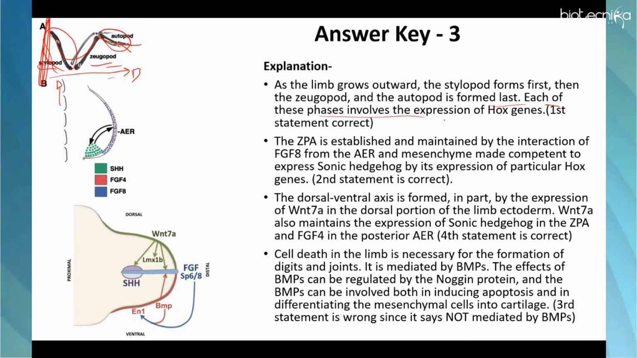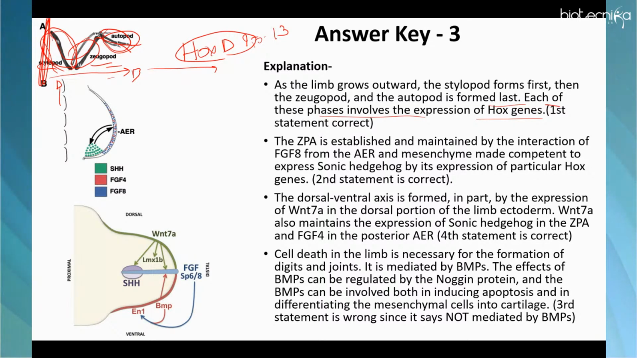Each of these three phases involves the expression of Hox genes. So the first statement is correct. So what are Hox genes? Here you can see this is the proximal to distal. You have different Hox D sequence starting from 9 to 13. So Hox D9 will be expressed in the stylopod area. Then 10 and 11 will be in this area. Then 12 and 13 will be in the autopod area. Each of the Hox is responsible for forming specific structures, right?